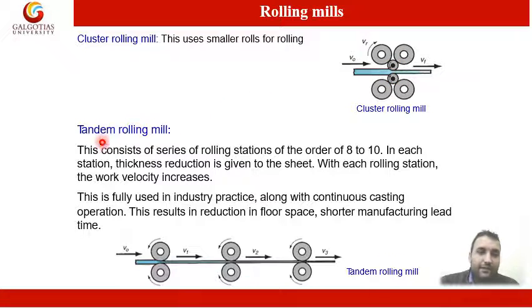Next is the tandem roll. Tandem rolls are where a sequence of rolls are attached so that in a single pass a larger reduction can be achieved. This is the first rolling where some diameter is reduced. Then this is passed to another rolling where some diameter is reduced. Then in the third rolling, this is further reduced. This is fully used in industry practice along with continuous casting operations. They result in a reduction of floor space and shorter manufacturing lead time.